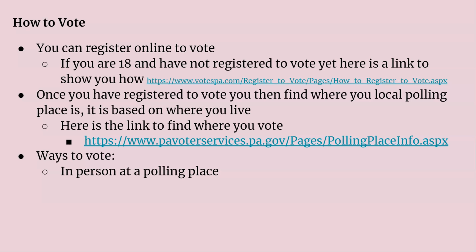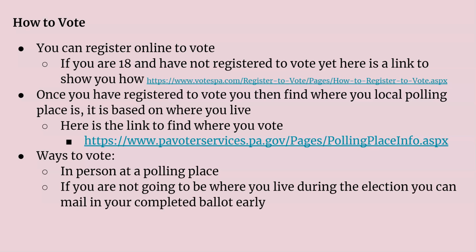Ways to vote are in person at a polling place, or if you're not going to be around, or if you don't feel like going to the polling place that day, you can fill out an absentee ballot. All you gotta do is go to one of these websites, tell them that you need an absentee ballot, fill it out, and send it in, and your vote counts.